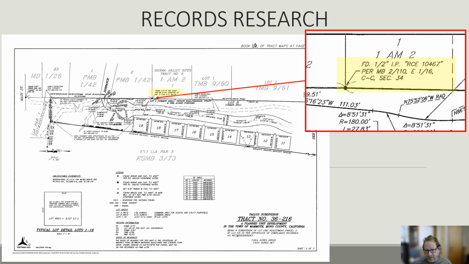To be specific, it says that whoever created this document found a 1.5 inch iron pipe that was stamped RCE 10467 per map book 2110, and it is the east 1/16th center of section 34. That's all good stuff, and we're going to use that.